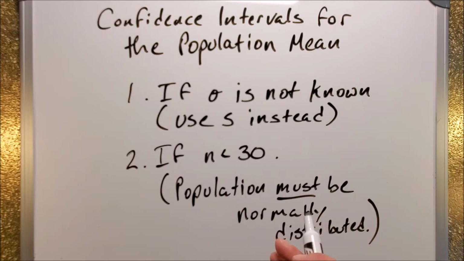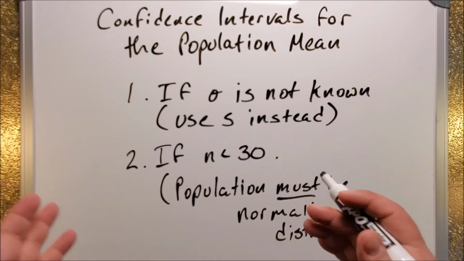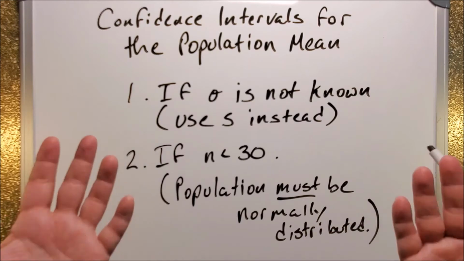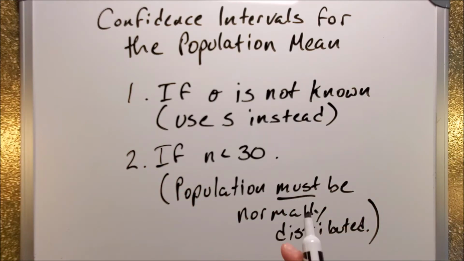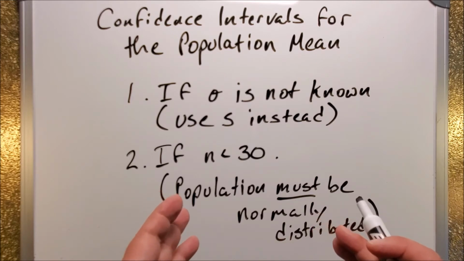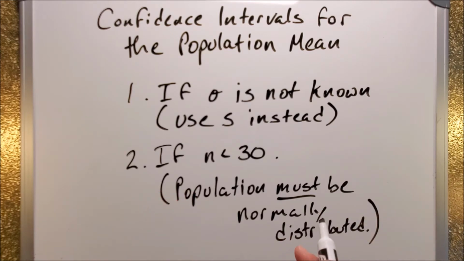If you're a statistician, there's other ways of determining, with a certain level of confidence, whether or not the population is normally distributed or close enough for you to be able to do a confidence interval with a sample size of less than 30. So let me just sum this up to make sure it's clear.